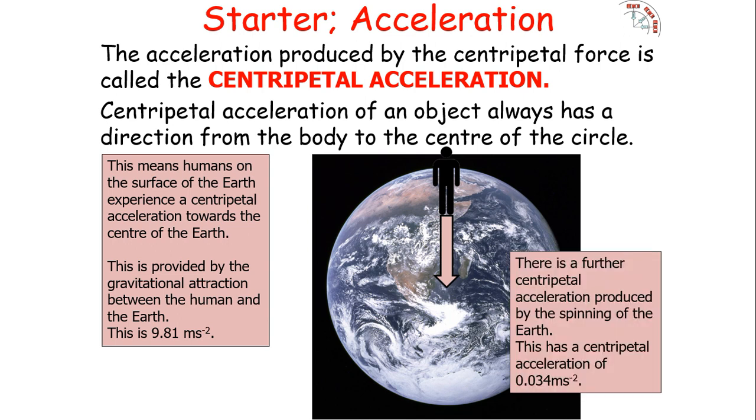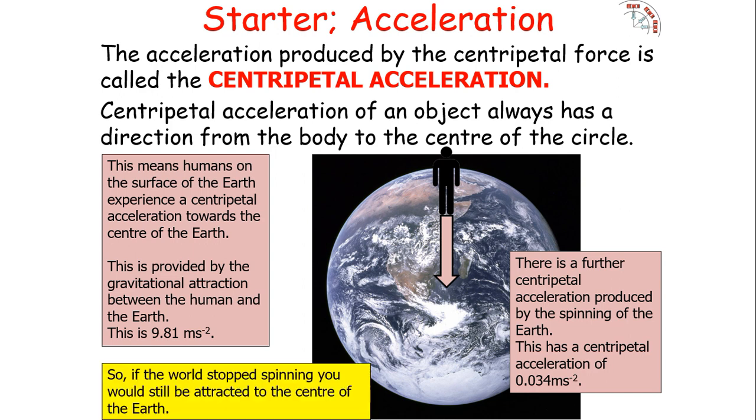Now, in fact, there's a further centripetal acceleration produced by the fact that the Earth is spinning, which is about 0.034 meters per second squared. This is significantly smaller than the acceleration produced by the gravitational attraction between the human and the Earth, which means that if the world did stop spinning suddenly, you'd still be attracted to the centre of the Earth and you wouldn't float off into space like some people seem to think that you would.